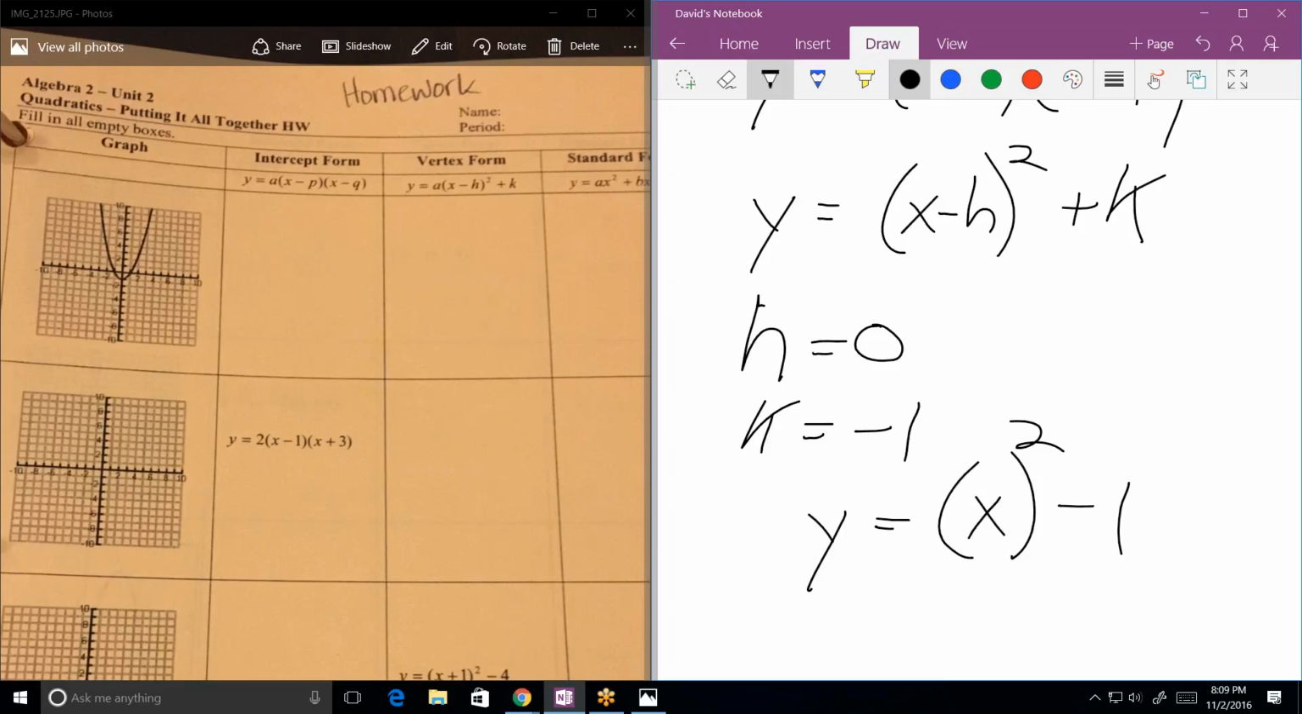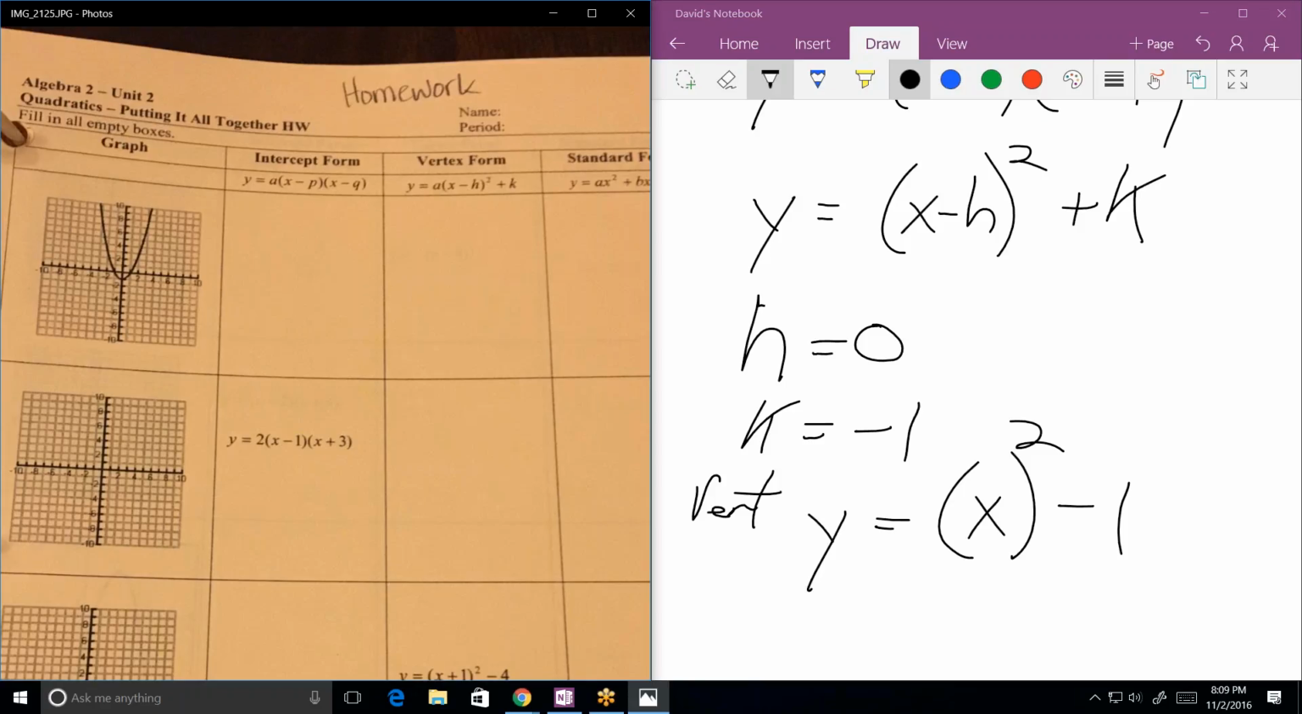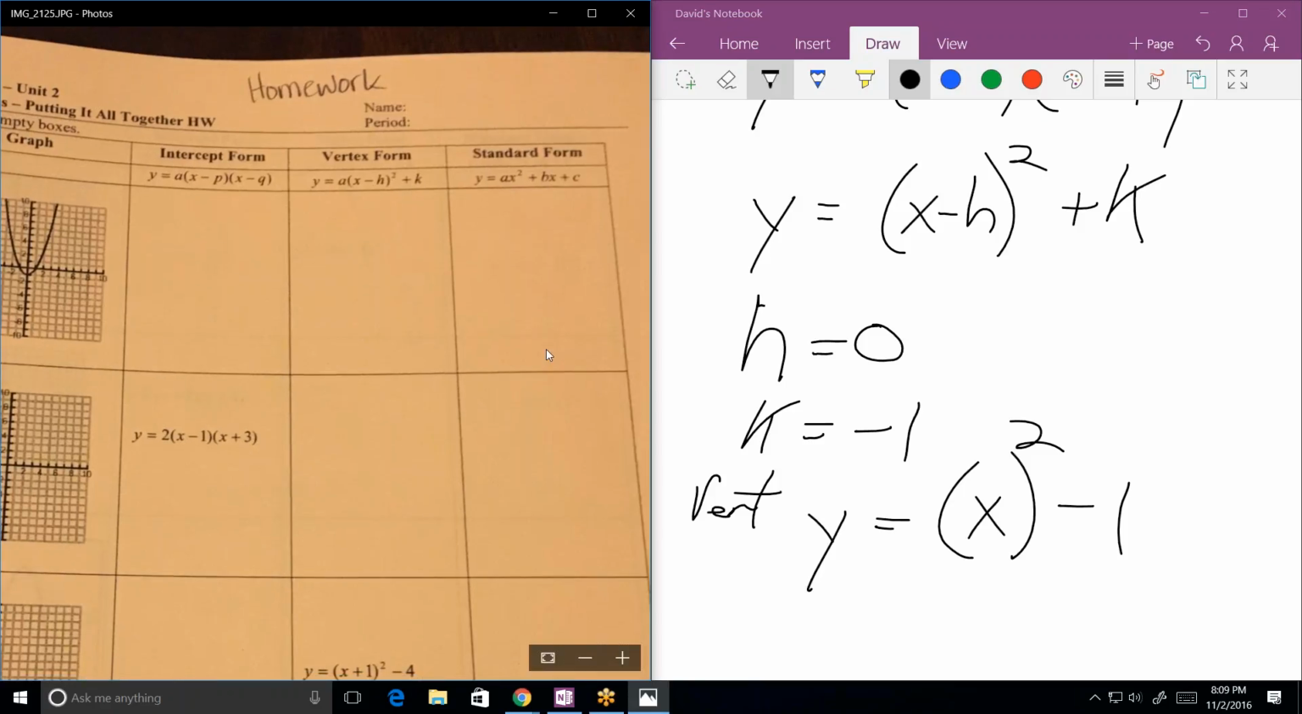Right. Now, what's the standard format? If this is the vertex format, look at what they say for the standard format. It would be y is equal to x squared plus bx minus 1, but we don't know b, do we? Well, there is no x term. So it's just x squared minus 1. That's also the standard format. Cool. Not only is that the vertex format, but it's also the standard format.